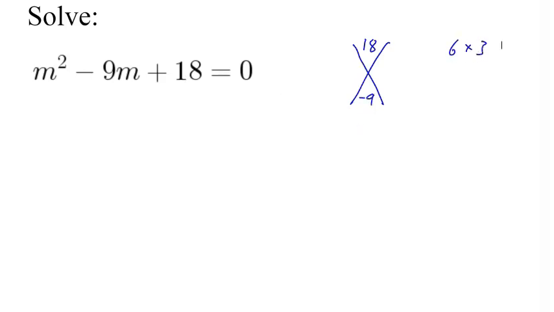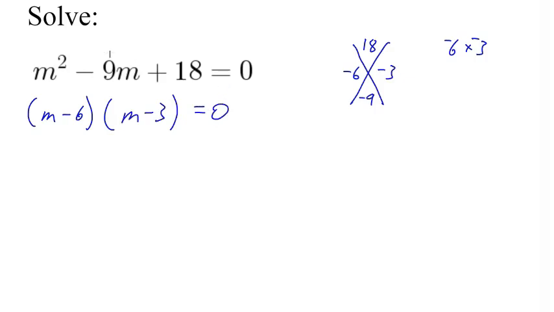Well, we know 6 times 3 is 18, and negative 6 times negative 3 equals positive 18, and these have a sum of negative 9. So we found our two winning numbers. So let's use those to help us write our factors. We have m minus 6 times m minus 3, and that equals 0. So here we factored our quadratic expression. And now we can use the zero product property to solve for m, because we have something times something equals 0. So one of these two binomials must equal 0.